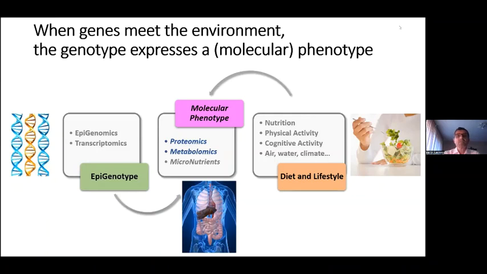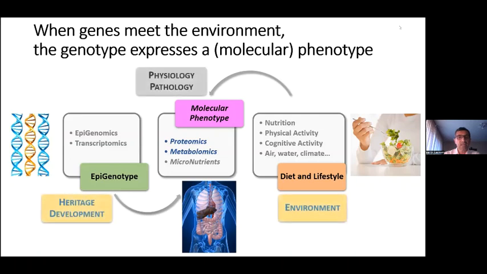So when the genes meet the environment, the genotype expresses a molecular phenotype. And you can see here on the left-hand side, our epigenotype and genotype. On the right-hand side, diet and lifestyle factors. And in the middle, you have the evolving molecular phenotype at proteomic, metabolomic, and also at nutrient level. So we have on top of the diagram here what results as physiological or pathological processes that are derived from environmental cues and from your heritage and your development.